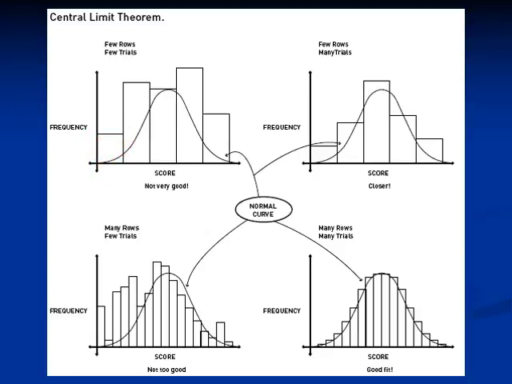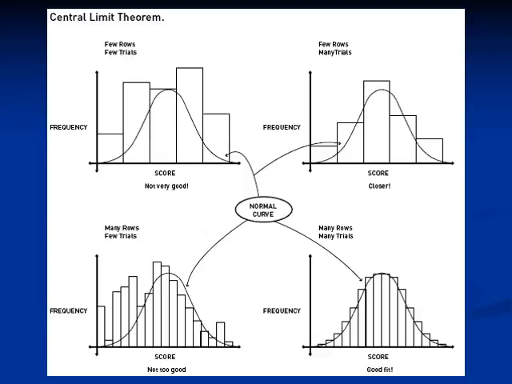Okay, then this phrase up here, few trials, means that you've only taken a few samples. So not only are your scores not that discriminating because your bins are wide here, but you've only taken a few samples and graphed the sample means. And basically you can see you don't end up with a very good normal curve here. It's not great, right? It's mediocre.